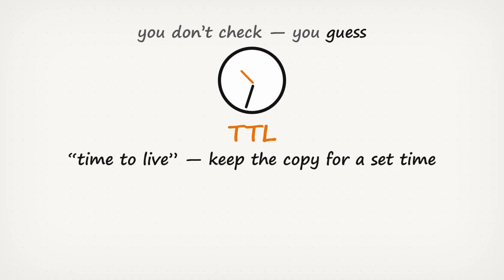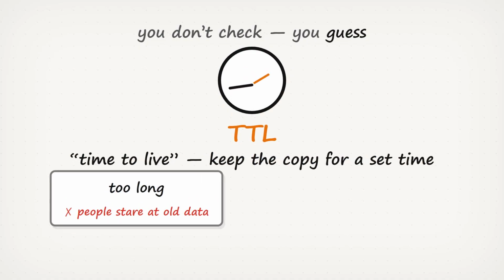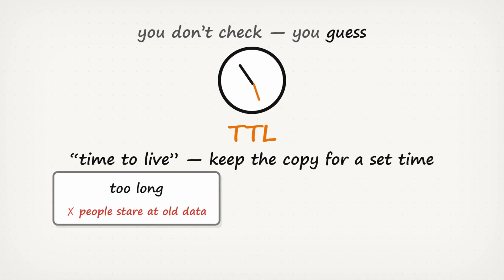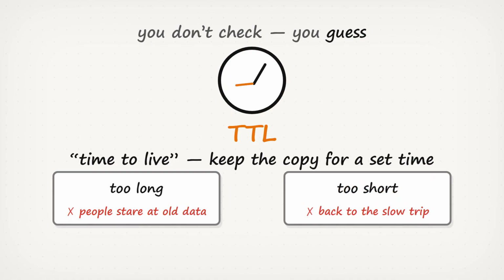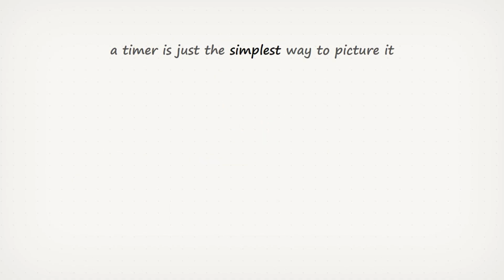That timer is called the TTL, time to live. Too long and people stare at old data. Too short and you're back to making the slow trip constantly. There's no perfect number. You're placing a bet. A timer is just the simplest way to picture it.